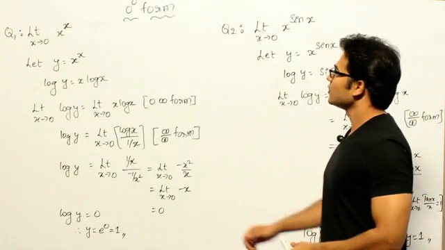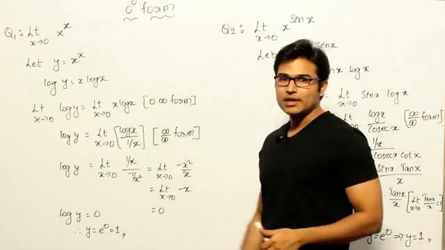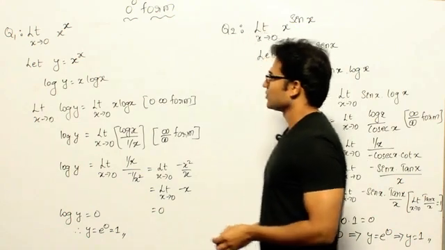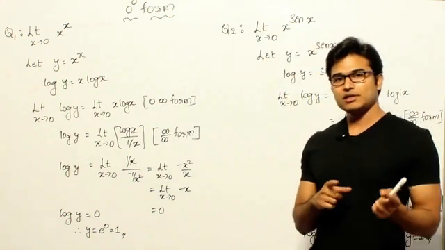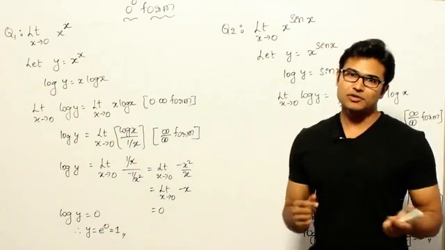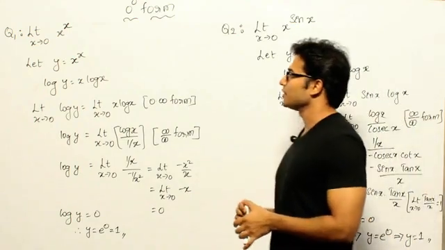Now let's see some examples on this form, 0 power 0 form. So whenever the question is in 0 power 0, we have to try to change it either into 0 by 0 or infinity by infinity. Let's see how to do that.